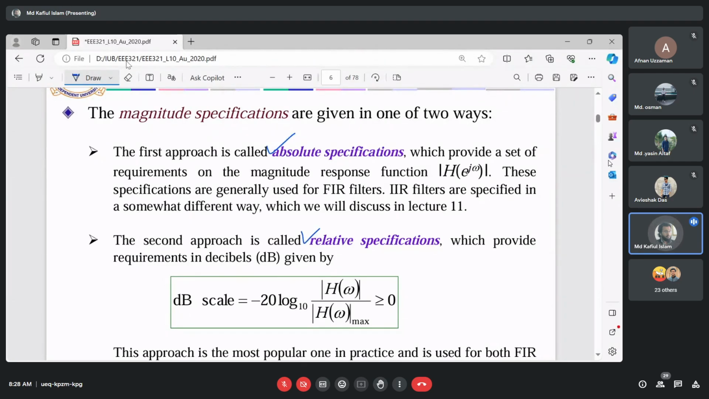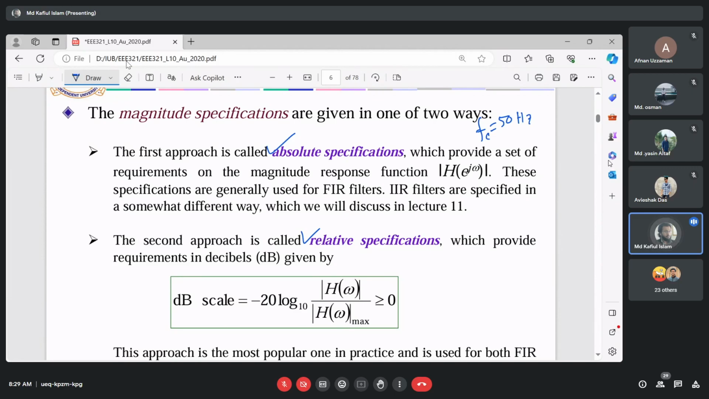Absolute specification is very simple. For example, if you say that your cutoff frequency is 50 hertz, this is the absolute specification. Now if I say that our cutoff frequency will be with respect to the sampling frequency or the maximum frequency of the bandwidth, then in that case, it will be a relative frequency.